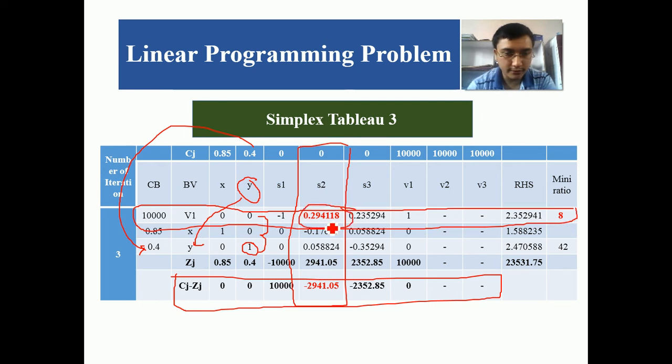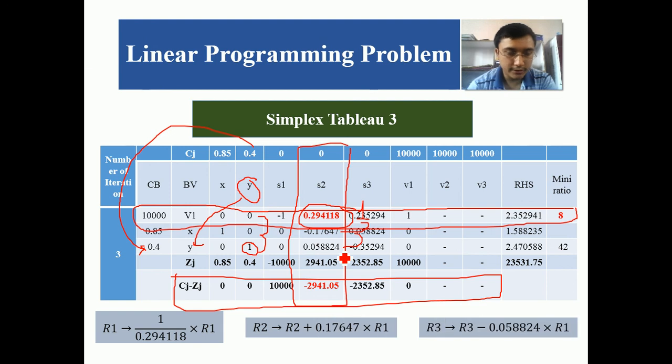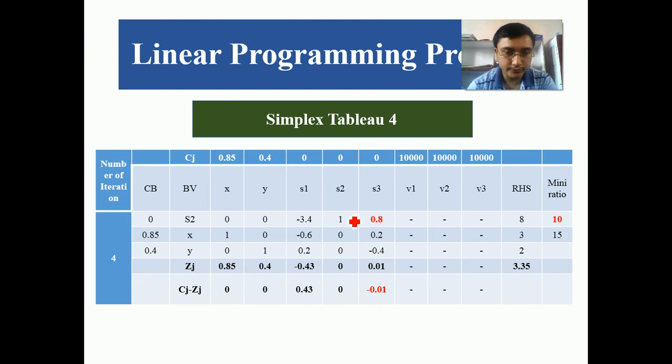We will make this 1, and with the help of this we will make these two 0, and the row operation for it is R1 tends to 1 by 0.299411 times R1, R2 tends to R2 plus 0.17647 times R1, R3 tends to R3 minus 0.58824 times R1. So यहाँ चाहिँ अब अहिलेको pivot element has been turned into 1, and with the help of this 1 we have made these two 0.